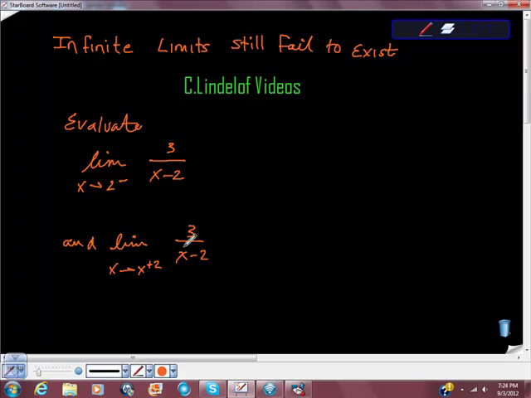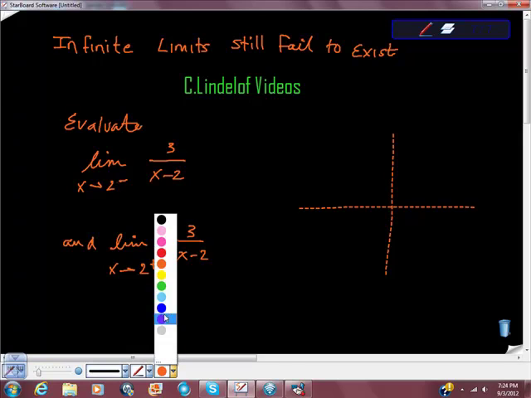And the limit of 3 over x minus 2 as x approaches 2 from values greater than 2. So what we find out is that this thing has this weird looking shape. Let me show you what it looks like, and then I'll explain why we're going to get this weird limit, but what we really are going to get is the limit failing to exist. So it looks like this.